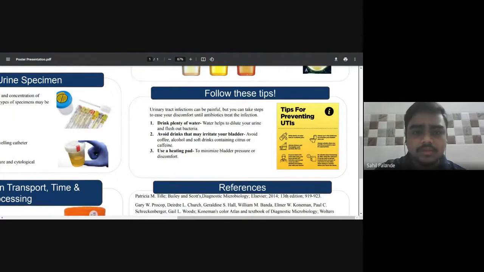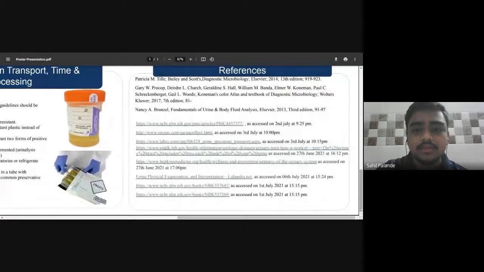We would also like to advise avoiding drinks that may irritate your bladder, and using a heating pad to minimize bladder pressure or discomfort. Also, if you suspect any urinary tract infection, please consult a physician as soon as possible, to cure the UTI very easily. So thank you. These are our references. Thank you, sir.